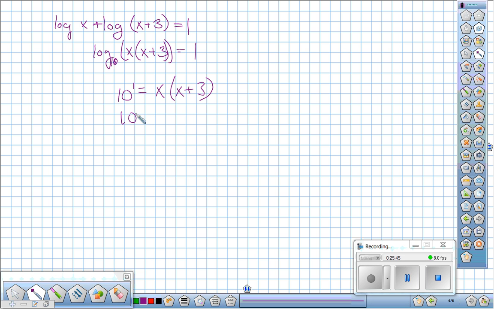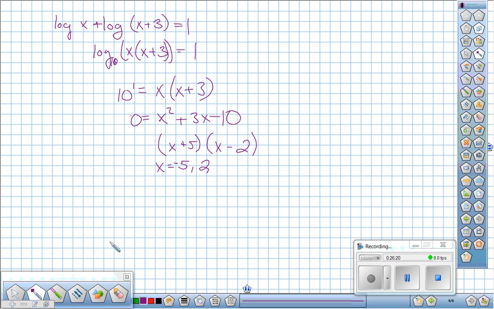I'm going to distribute that x throughout. 10 to the first power is just 10 equals x squared plus 3x. I'm going to get that 10 over to the other side, so I'm going to subtract 10 from both sides. And then I'm going to try to factor it. What multiplies to negative 10 and adds to positive 3? That will be a positive 5 and a negative 2.